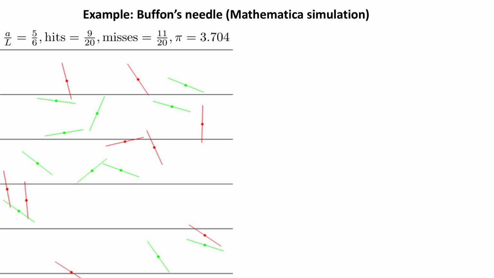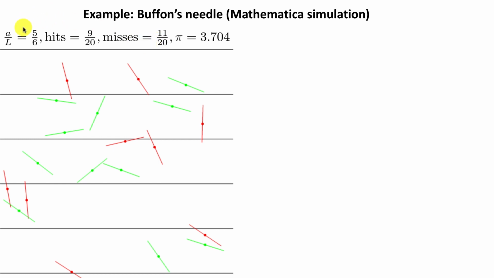This can be very easily simulated on a computer, and in fact, people have done it using Mathematica. It's a ready-made program. Here is a case where 20 needles were thrown, and you can see that these red ones cross the line, some line, whereas the green ones miss the line. In this particular case, of the 20 needles that were thrown, 9 crossed the line and 11 missed it.